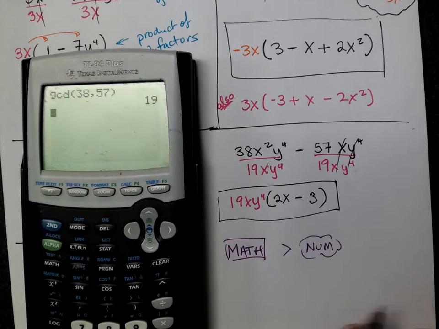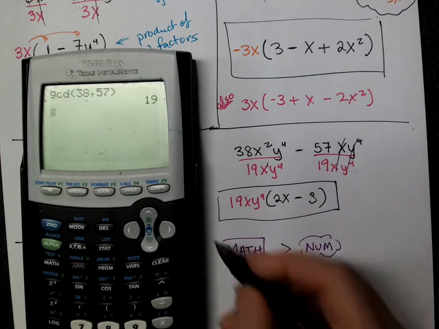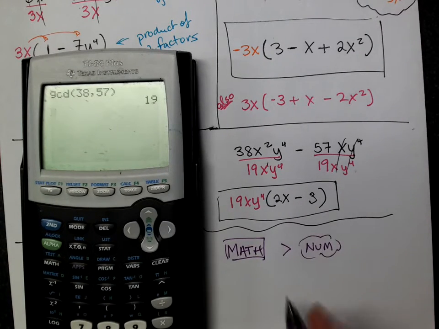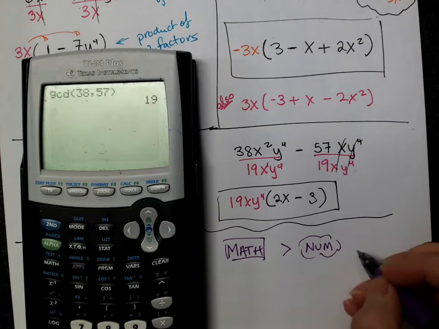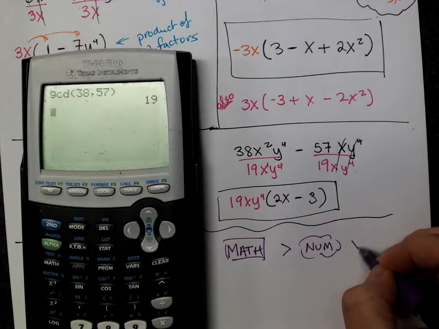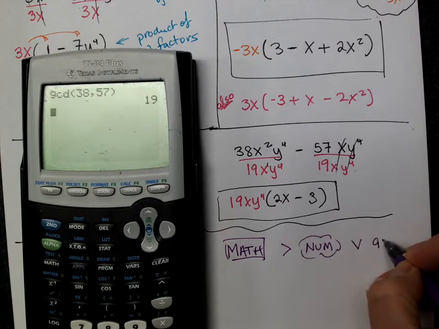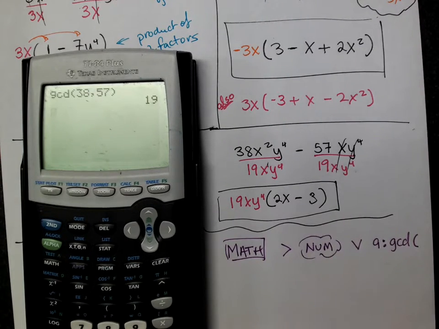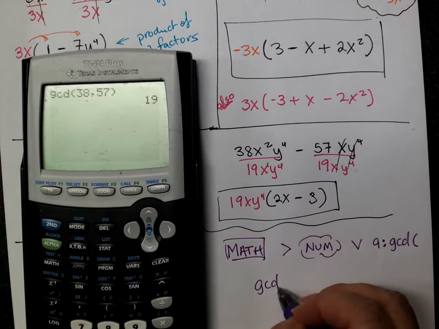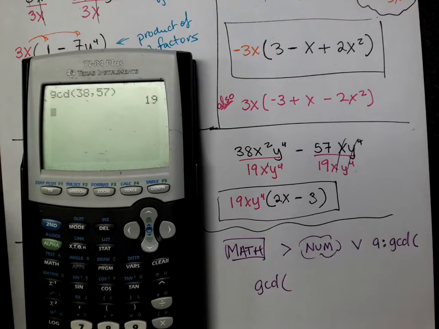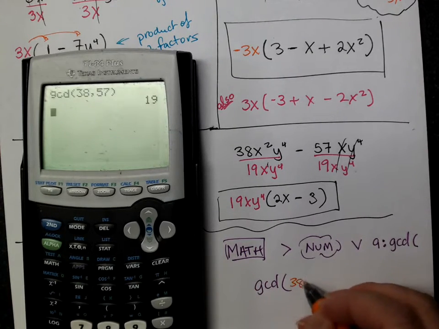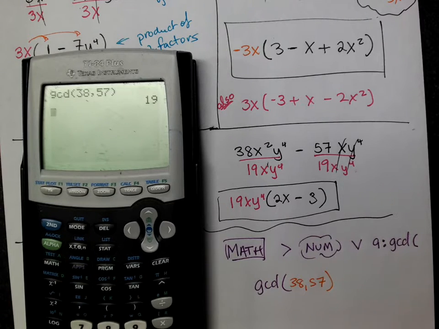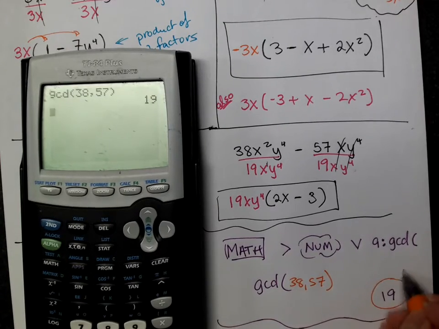Oh, and this right here, I'm going to show you one other example with the calculator if you have more than one number. So that was Math, and then over to the Number menu, and then you scroll down to number 9, which is GCD. Okay. And so when we entered the GCD and we entered 38, 57 and closed the parenthesis, then the calculator returned the 19. Okay. And that is our GCD.